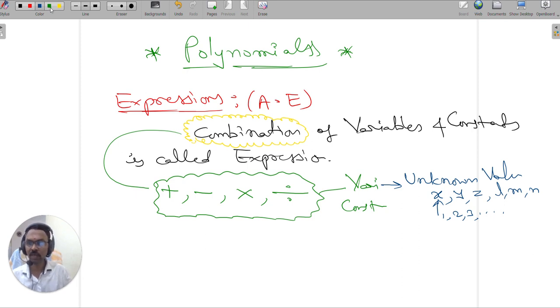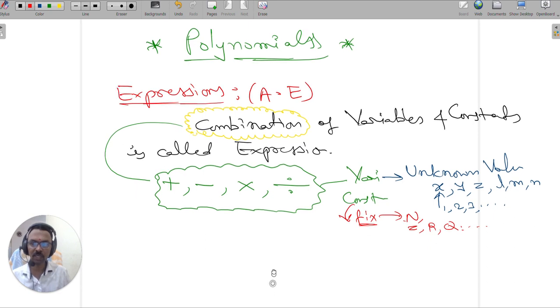So the next concept is constant. What is meant by constant? Constant is nothing but a fixed value. That is nothing but our number system. We have different number systems. From that we can choose any numbers, maybe positive numbers, natural numbers, integers, rational numbers, real numbers, whatever you can take. Those are constants. Now let me sum up: the definition of an algebraic expression is a combination of variables and constants.